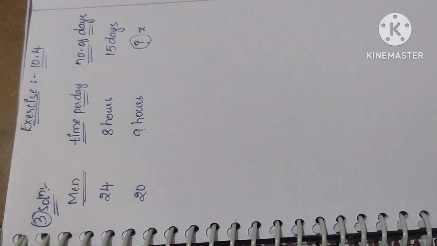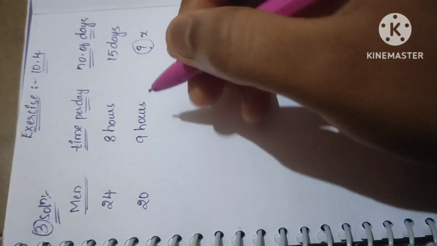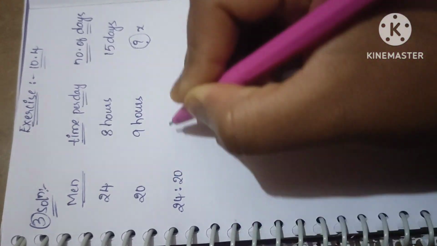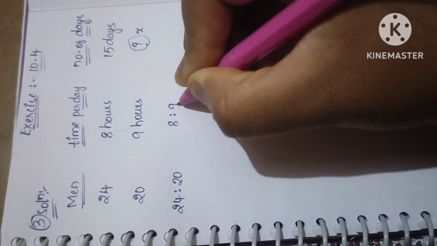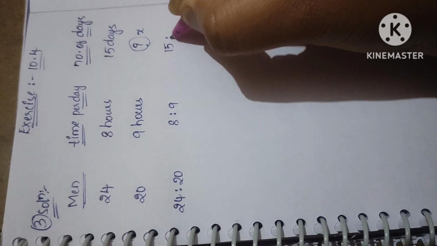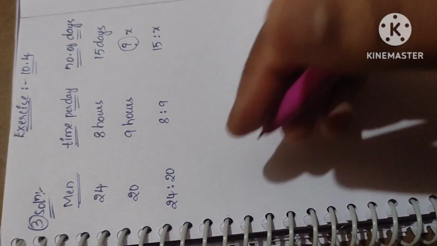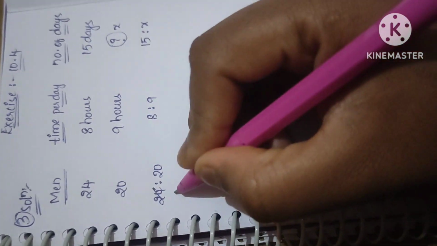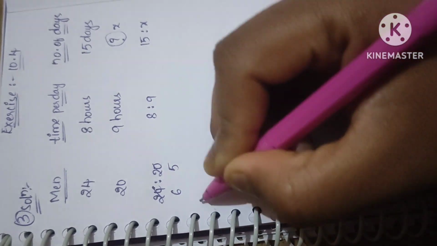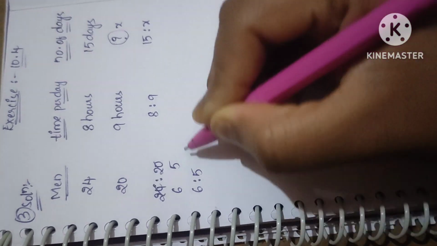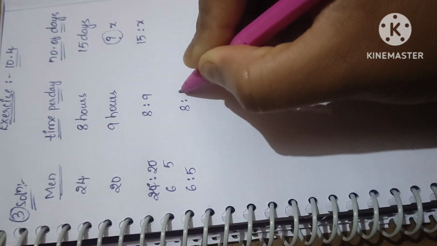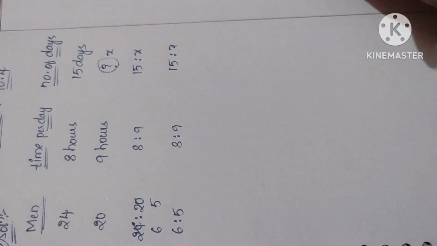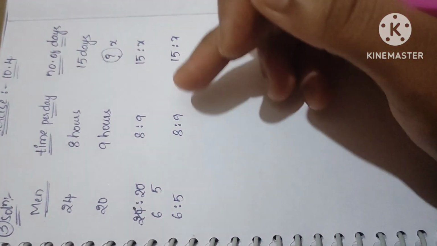Let us assume whatever value we have to find as x. Now we have to write the ratio of these terms, that is 24:20, 8:9 and 15:x. Next step, we have to write the simplest form of these ratios. We can cancel in the 4 table: 4 6 are 24, 4 5 are 20. The simplest ratio is 6:5. Next 8:9, we cannot cancel this. Next, as it is we write 15:x.